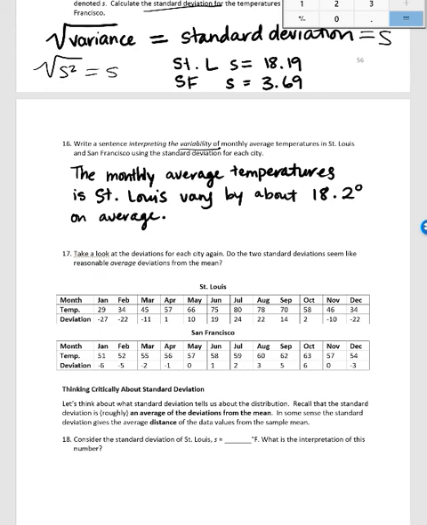Once you've had a chance to do that, then take a look at the deviations for each city again. Remember how we tried to average them, right? Find the average of these, and we couldn't do it because of the negatives canceling out all the positives? Well, just eyeballing these numbers, do these seem like they sort of fit the bill, right? About 18, does that seem like it could be sort of the average of these absolute numbers? And then 3.69, does that look like a reasonable sort of average distance for these numbers?